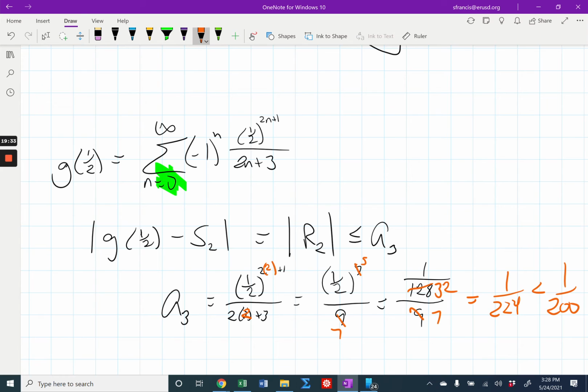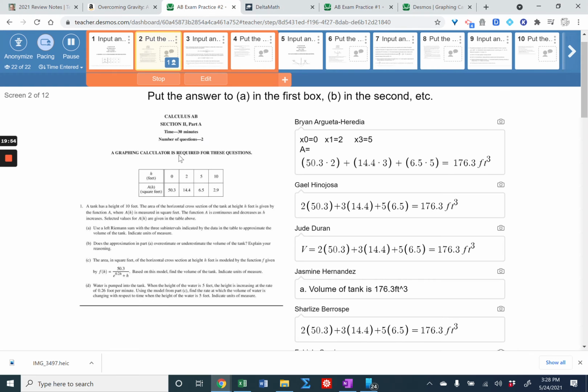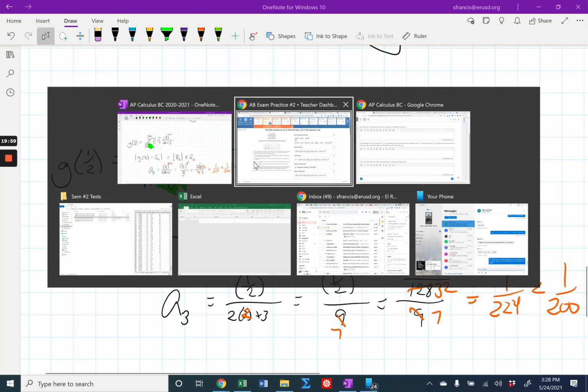So lesson learned, ladies and gentlemen. Pay attention to where the index starts. I wasn't, and moving way too quickly, or trying to move way too quickly, managed to mess it up there. That wasn't very many points. I think that was 2 points, one for using the third term and one for showing it's less than 1 over 200. And then last but not least, sorry, I was looking at the wrong thing.